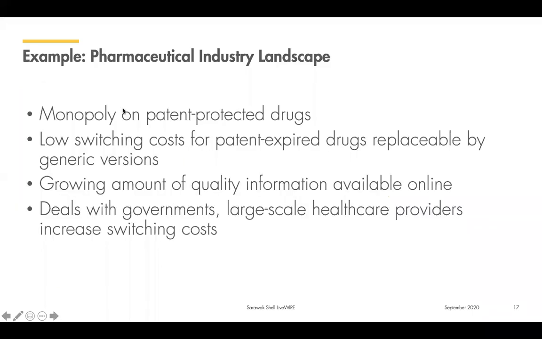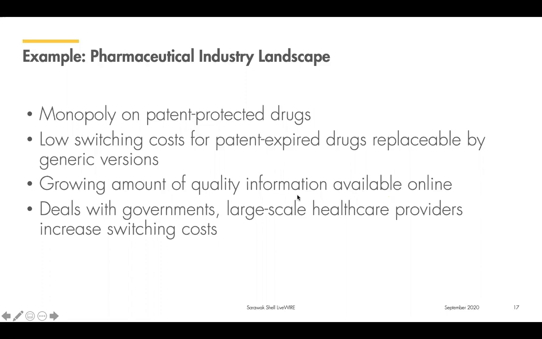Switching costs, right? So there are low switching costs for patent-expired drugs, which can now be replaced with generic drugs. Some drugs are cheaper because the patent has expired. I think they have the rights for maybe 20, 30, 50 or 60 years. So when the patent expires, any company can replicate and create similar products, right?